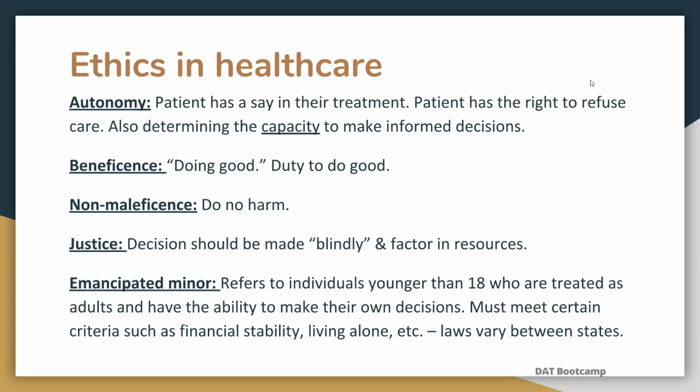Another aspect of autonomy is determining the capacity to make informed decisions. As a healthcare provider, you're going to have to be able to determine the capacity of your patients. People who may not have the capacity to make informed decisions include people with neurodegenerative disorders, such as Alzheimer's or dementia, psychiatric disorders, and even people under the age of 18. Often children are required to have a parent or guardian approve of treatment. They have to sign off on it. So that's something you want to keep in mind.